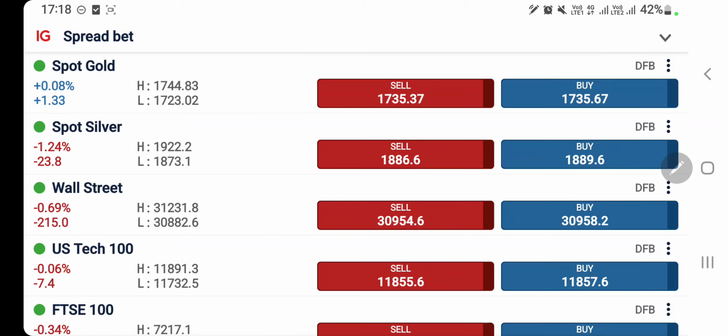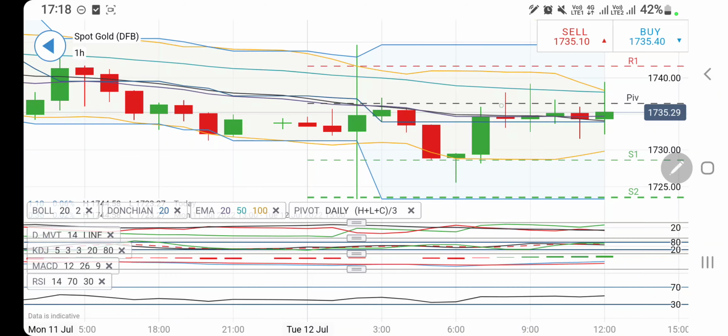First we'll look into gold, followed by Nasdaq 100, and in the end we'll see Dow Jones. Do listen to it carefully. Let's start the day with gold here.